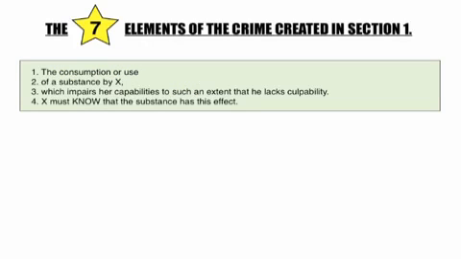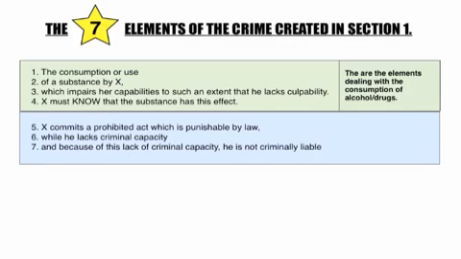Let's look at the elements of the crime which is created in Section 1 of the Act. The consumption or use of a substance by X which impairs his or her capabilities to such an extent that he lacks culpability. Here, X must know that the substance has this effect. These 4 elements are the elements dealing with the consumption of alcohol or narcotics. Number 5. X commits a prohibited act which is punishable by law, while he lacks criminal capacity, and because of this lack of criminal capacity, he is not criminally liable. These are the elements dealing with the prohibited act.